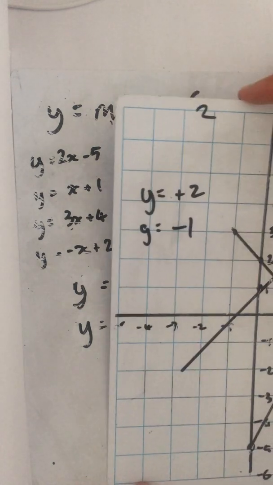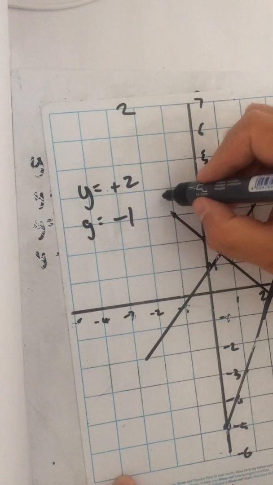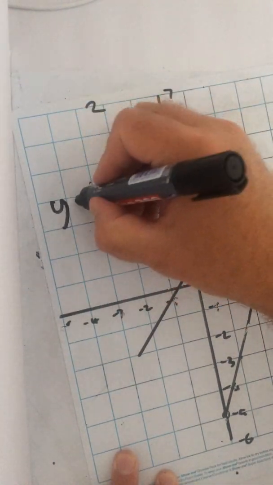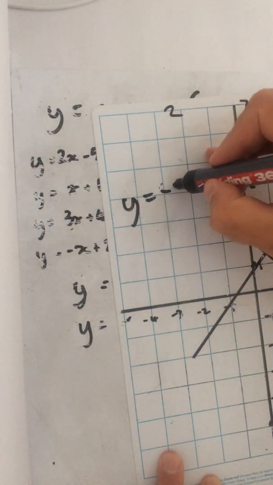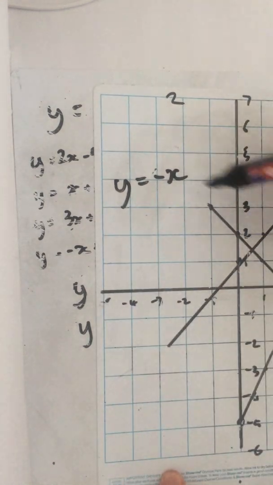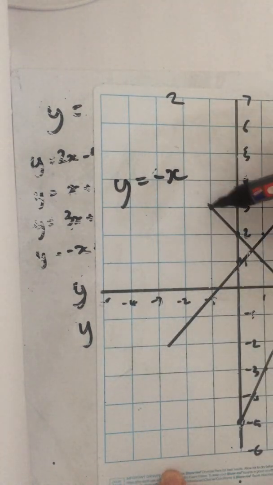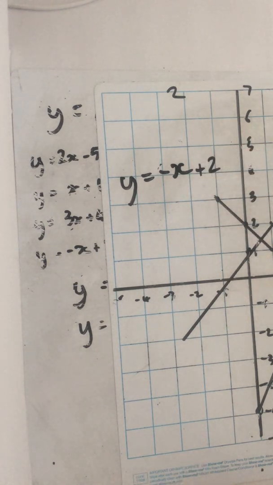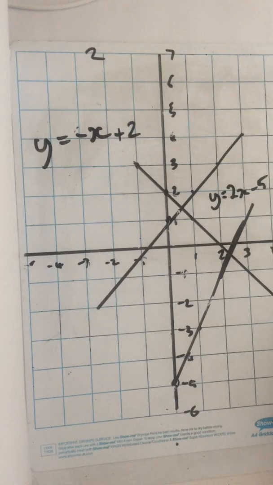Oh, in fact I copied it up. Yep, y is equal to minus x, and we can tell it's minus x because the gradient is minus 1, gradient plus 2. I'm just going through plus 2 on the y-axis. Okay, so remembering to label these as well.